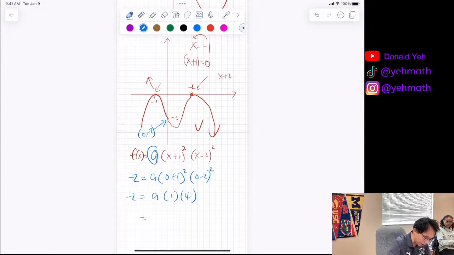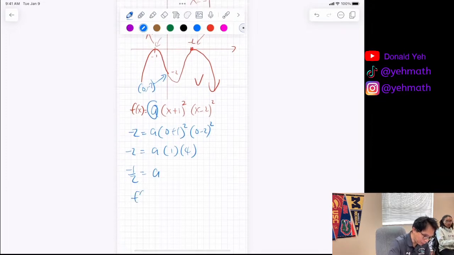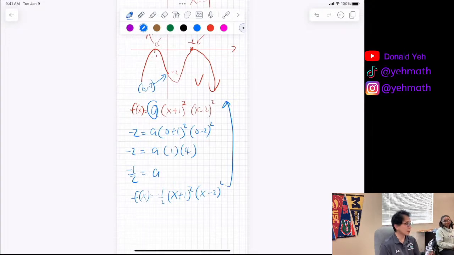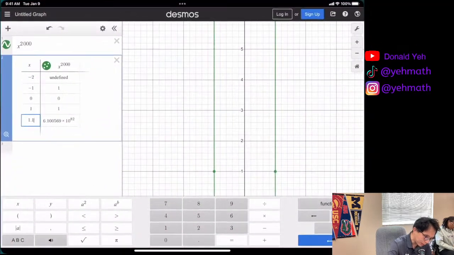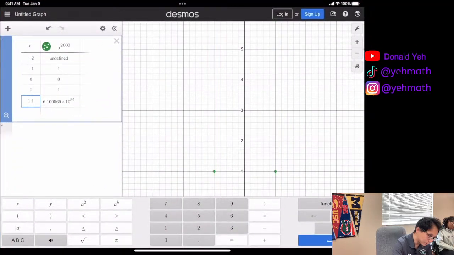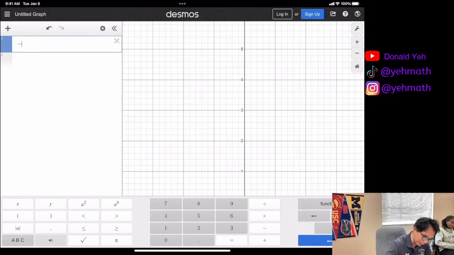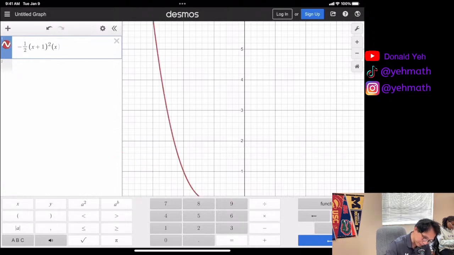So A is equal to what? -1/2. So if you do this, f of x is equal to -1/2. I don't know about any other part of the graph, but this graph should give you the y-intercept at that specific point. So I'm going to graph this. What was the equation? It's -1/2 times (x plus 1) squared. Times (x minus 2) squared.